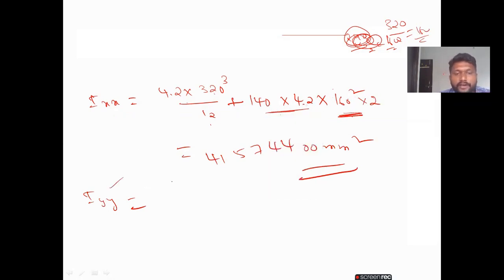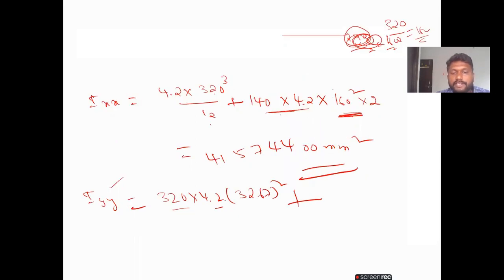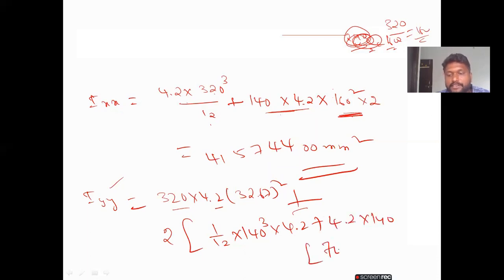Same like that for Iyy, 320 into 4.2 into 32.67 square, plus this is how we calculated. This is the D value. This is 4.2 and also the 32.2, the x bar value. So when you consider the YY section, plus 2 into BD cube by 12, where B is 143, D is 4.2, plus BD, 4.2 into 140 plus the 70, whatever it may be, I told you already, minus we have to remove 32.67 whole square.